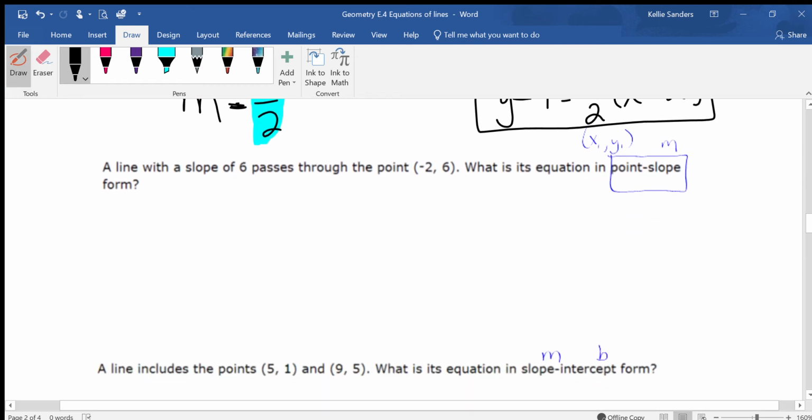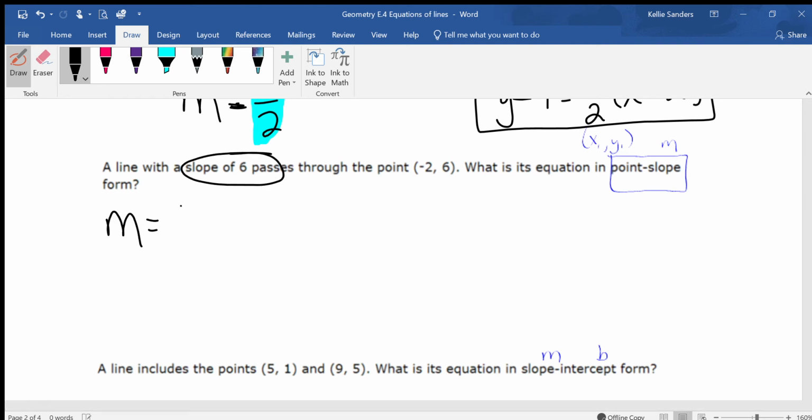A line with a slope of 6, hey, look at that, slope of 6. I already know m. It passes through the point. Hey, I know an x and I know a y. I know a point. And it asked me, what's the equation in point slope form? Did they give me a point? Yes, they did. Did they give me the slope? Yes, they did. So all we have to do is put it in the correct situation.